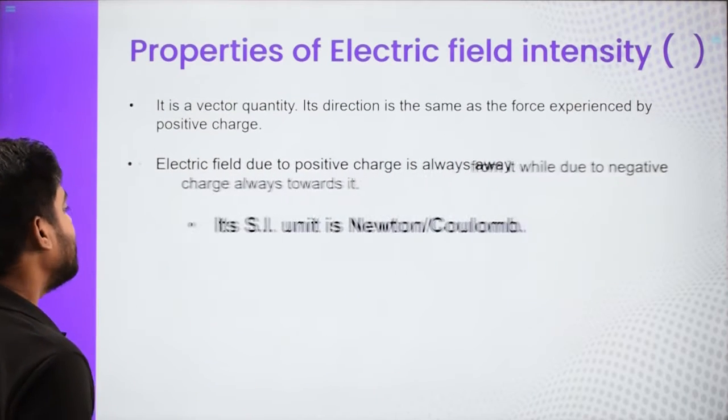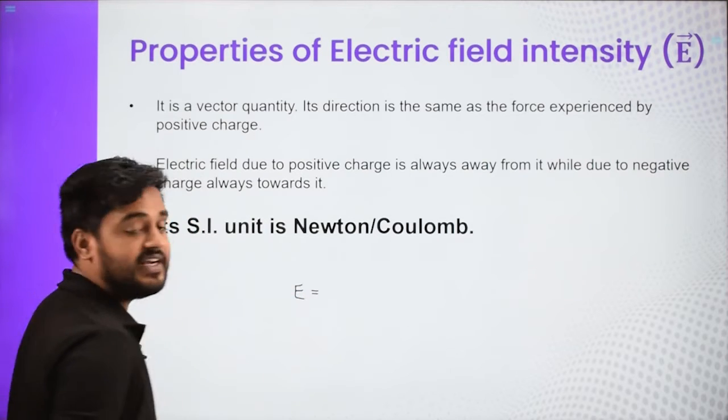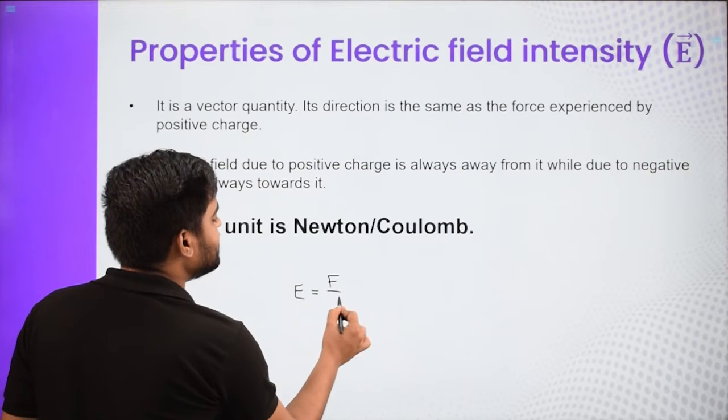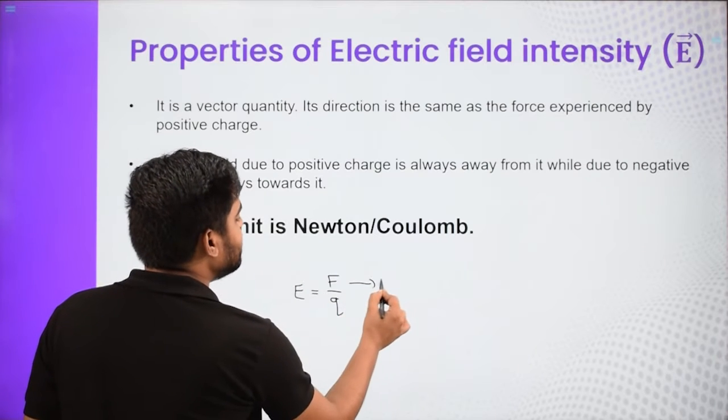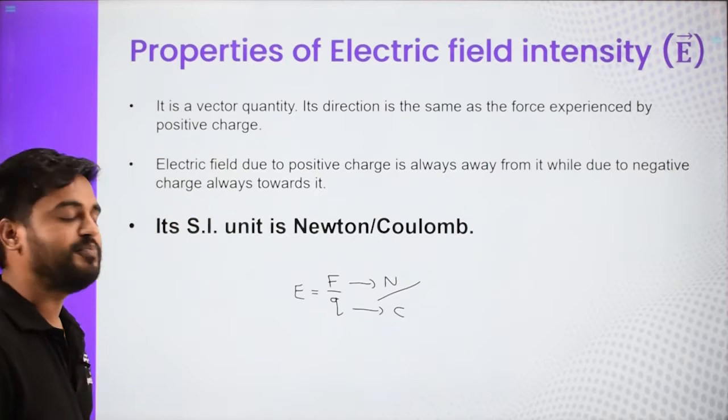Now next point is its SI unit. As we have already discussed, the formula for electric field intensity is force experienced per unit charge. So force is Newton and the charge is Coulomb. So SI unit is going to be Newton per Coulomb.